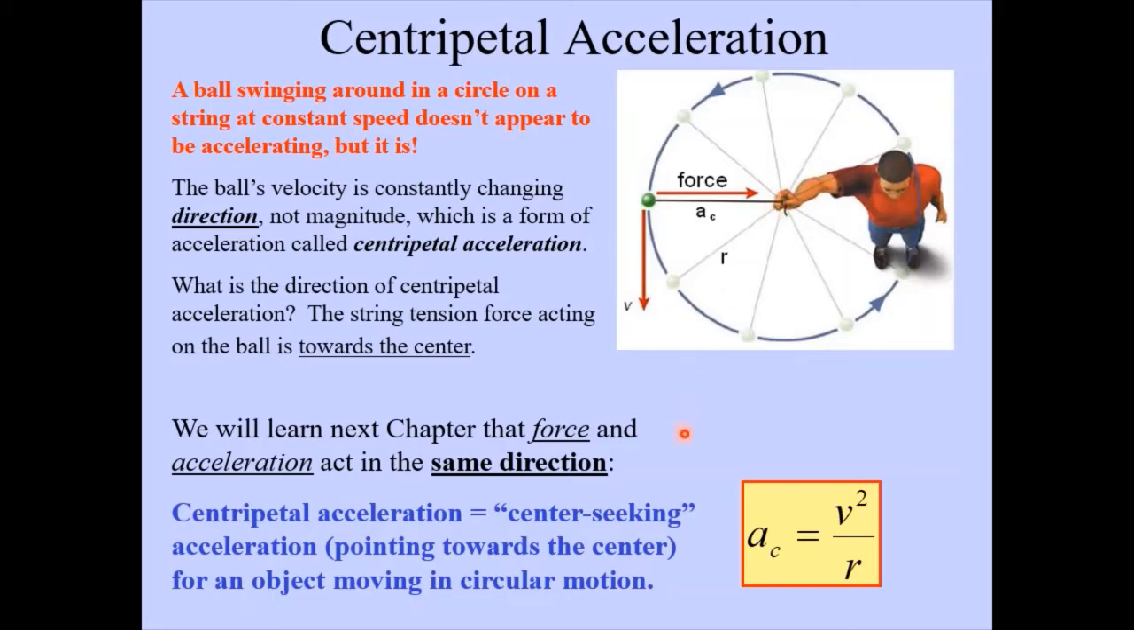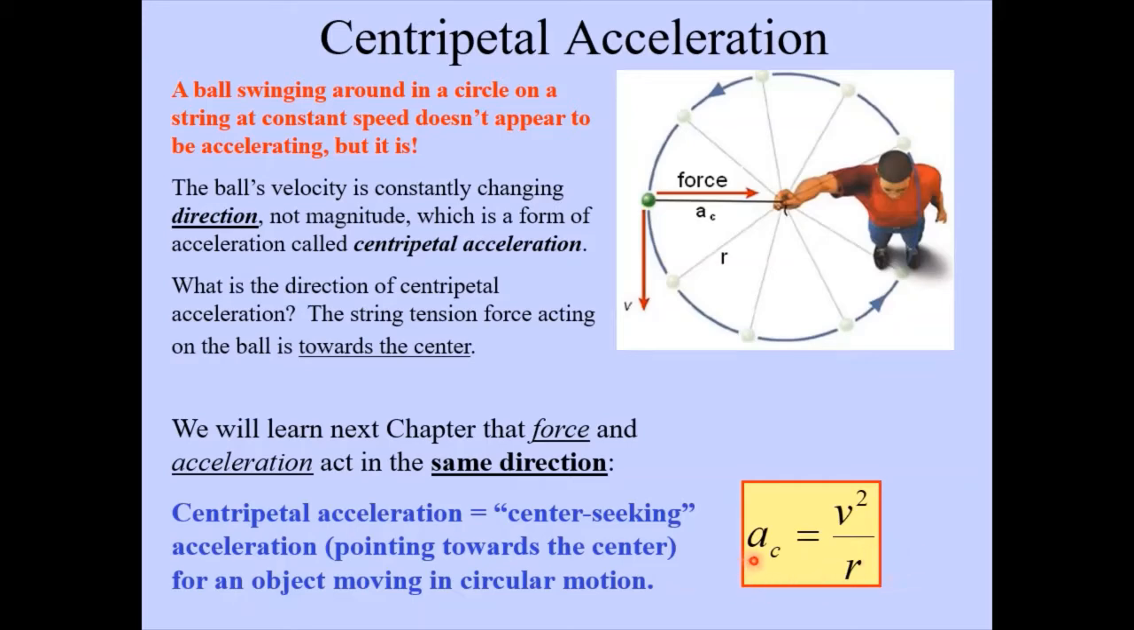So this is a little bit more of an abstract form of acceleration. It's not quite as easy to visualize as just an object that's speeding up or slowing down. This type of acceleration is called centripetal acceleration. Centripetal literally means center seeking, which means pointing towards the center. So whenever an object is moving in a circular motion, it is experiencing centripetal acceleration towards the center of the circle. And there's a nice formula to calculate centripetal acceleration.